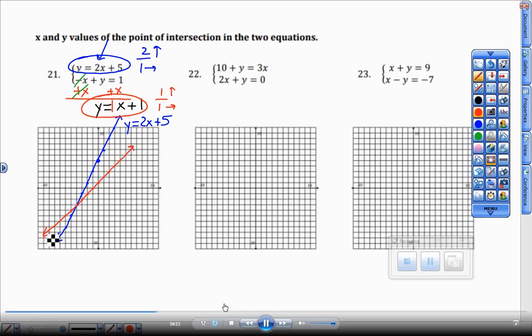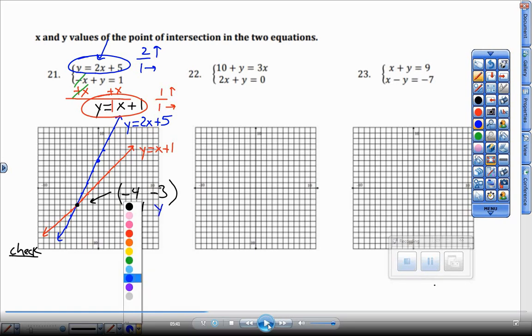Label that line. And then make sure you get the correct point. I can see right there I made a little mistake. That is the correct point. -4, -3. That is where those two lines intersect, where -4 is your x and -3 is your y.